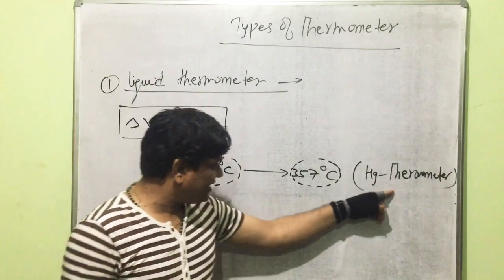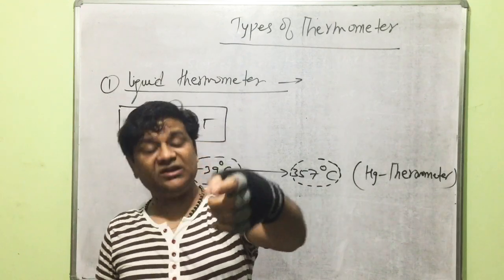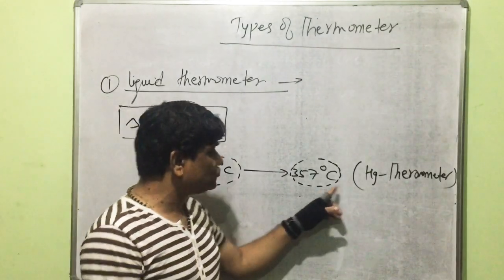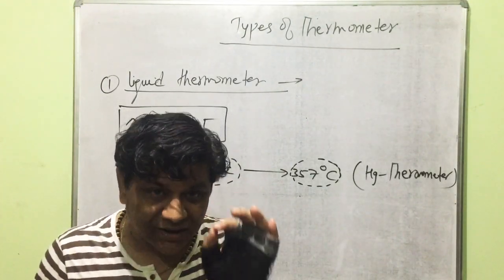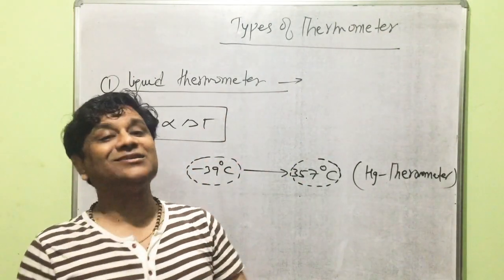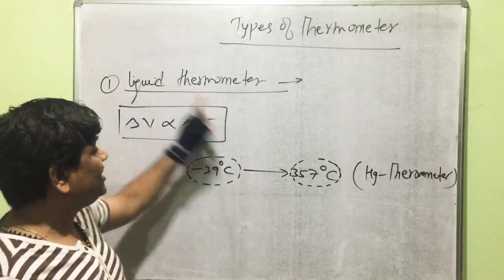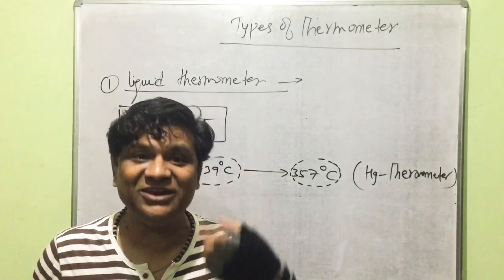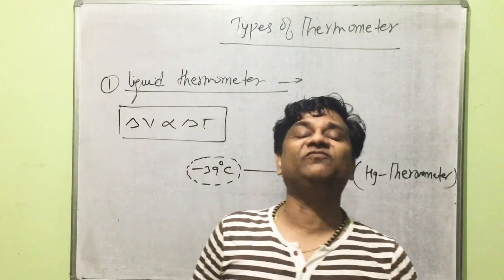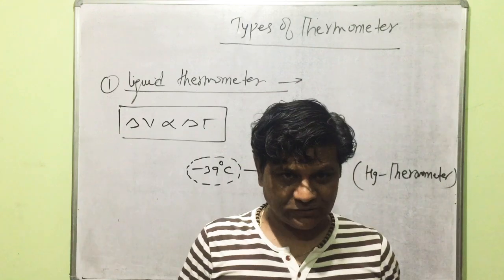Simple. Mercury cannot measure the temperature above 357 degrees Celsius because above 357 degrees Celsius, mercury starts to vaporize. The boiling point of mercury is nearly 357 degrees Celsius. So above this temperature, mercury starts to vaporize. If mercury starts to vaporize, it will not be a liquid thermometer, it will be converted into a gas thermometer. So why can mercury not measure the temperature above 357 degrees Celsius? Because above this temperature, mercury starts to vaporize.